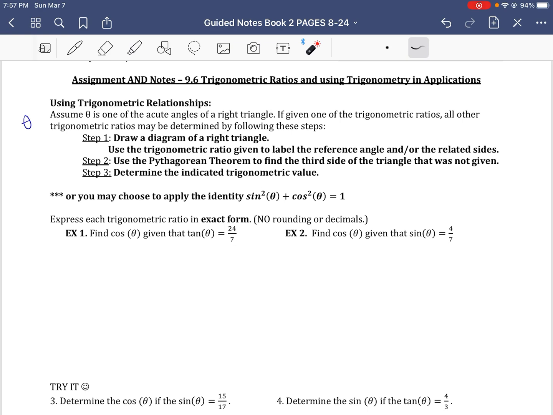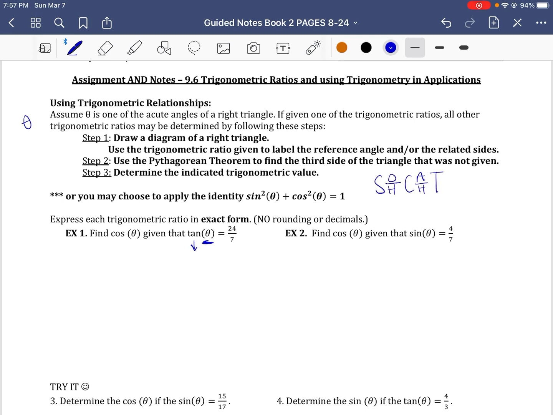So first of all, when it gives you a trig ratio, for example, this one says, find the cosine of theta given that the tangent of theta is 24/7. Remember, trigonometric ratios are composed of three things: an angle and a side and a side. So if I look at tangent, now remember SOHCAHTOA, I'm going to write it over here because we use it all the time.